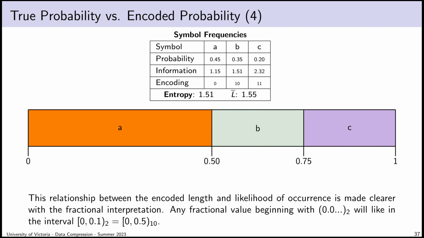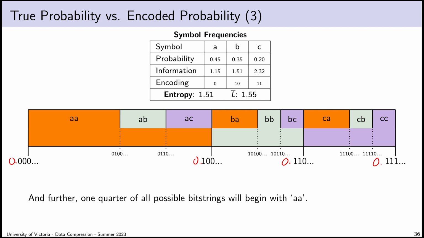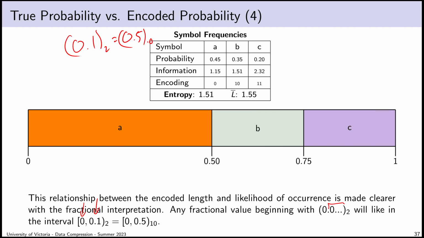So anyway, we can, if we want to, think about this in terms of that fractional interpretation. Any fractional value beginning with 0.0 and some stuff will lie in the interval 0 through 0.1 in base 2, which of course, as you remember, 0.1 in base 2 is 0.5 in base 10. So we could actually rewrite this number line. If we think of these as fractions in base 2, we could rewrite this number line by representing the fractional value in base 10 to better understand the relationship between this and probability. And sure enough, we get this.